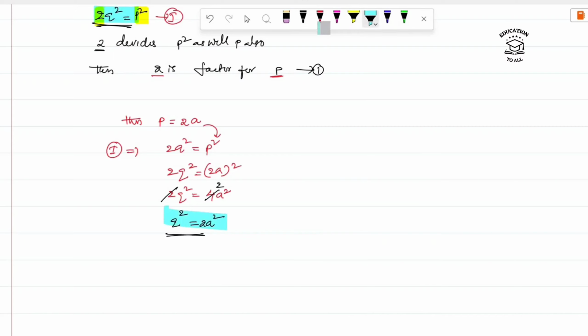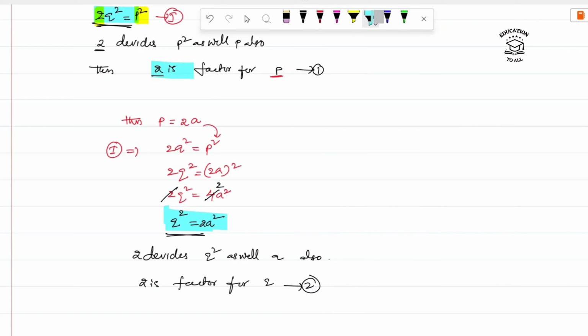The same has come in reverse. Observe this statement and this statement, looking similar but in terms of q. So now I will conclude the same condition. 2 divides q square as well as q also. If it is dividing, I can say that 2 is a factor for q, and I'll make it equation number 2. Observe equation number 1: 2 is a factor for p and 2 is a factor for q also. So we can conclude that.